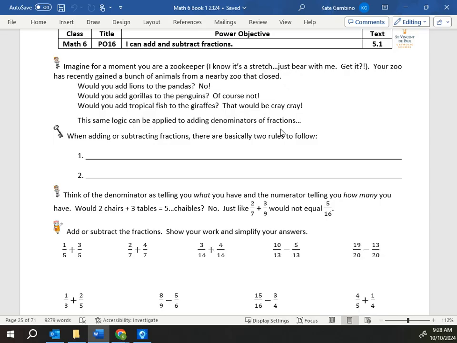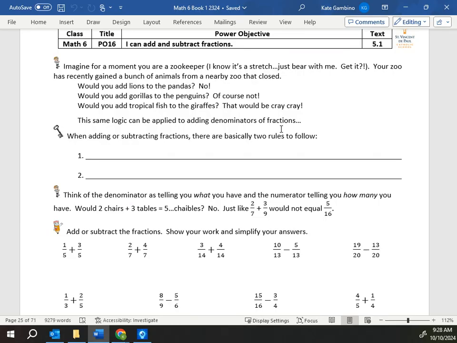So we are going to imagine for a moment you are a zookeeper, which I know is kind of a stretch, but just bear with me. Because there's bears at the zoo. Mr. Schultz is funny. Your zoo has recently gained a bunch of animals from a nearby zoo that closed. Would you add the new lions into the panda enclosure? No. Oh my goodness, that would be silly.